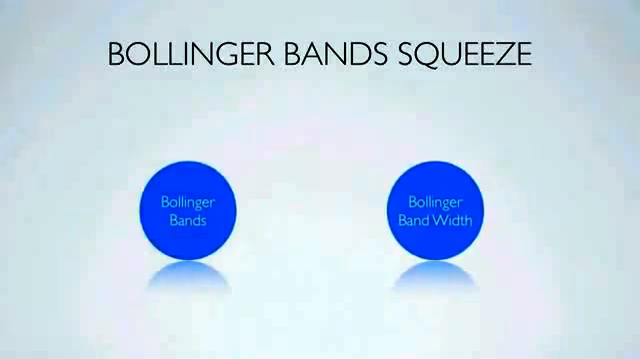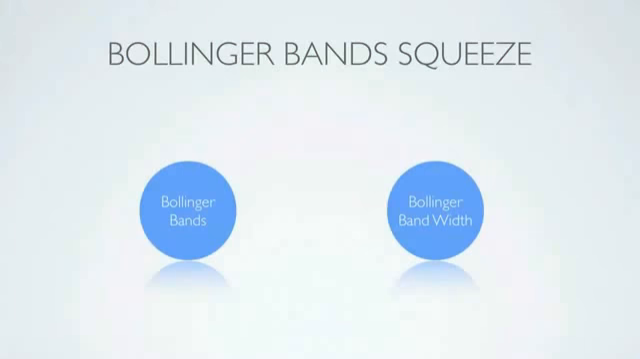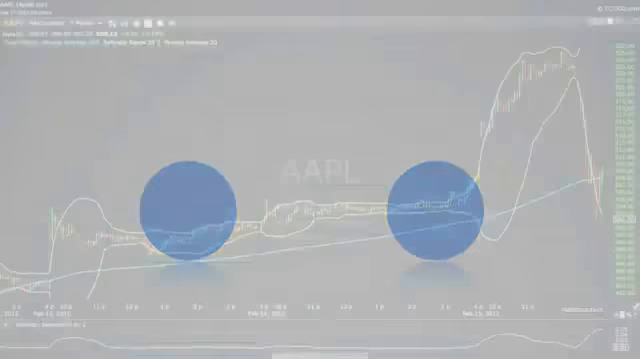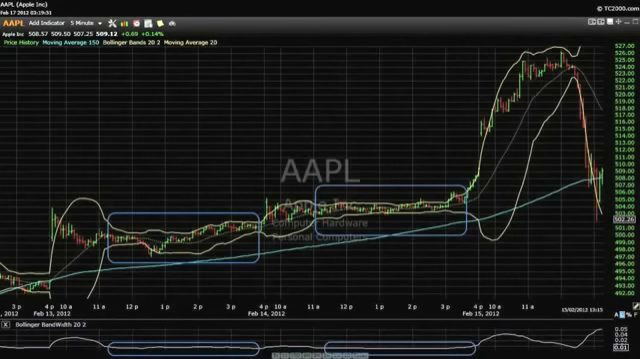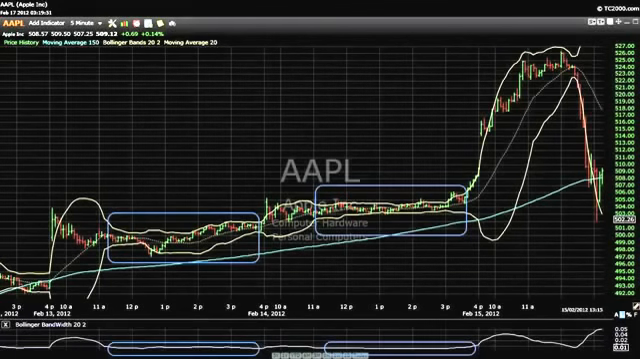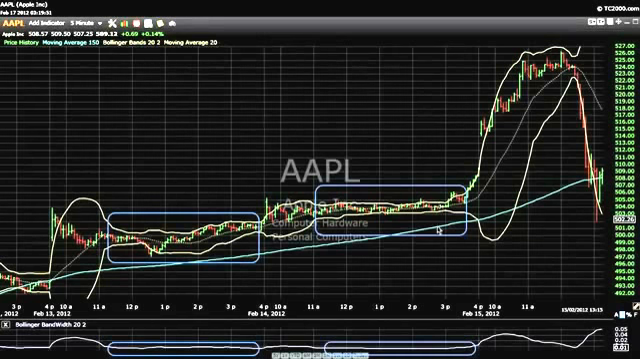The first would be the Bollinger Band and the Bollinger Band width. You can see here that the Bollinger Bands have contracted here and here. We can also see the Bollinger Band width is relatively flat, but it's not necessarily important to be flat, just a low reading, and you can see it has a low reading compared to, for example, this one. So it kind of says the same.